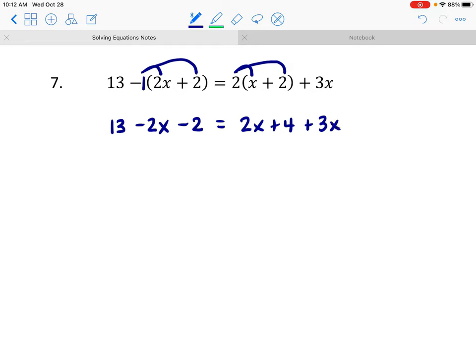So I distributed, but I still have some like terms to combine. So I can put together 13 minus 2. Those are both constants, and 13 minus 2 is going to give me 11. So I have 11 on this side, and I still have a negative 2x equal to, these are like terms. If I have 2x's and 3x's, that's 5x's altogether, and the plus 4 can come down. Okay, so we've simplified now. Distributed, we combine like terms, but we still have variables on both sides.